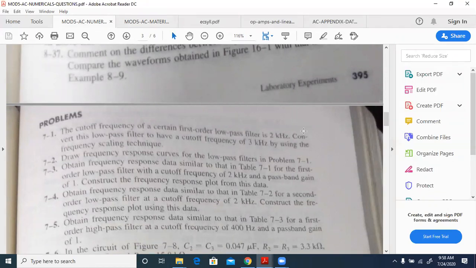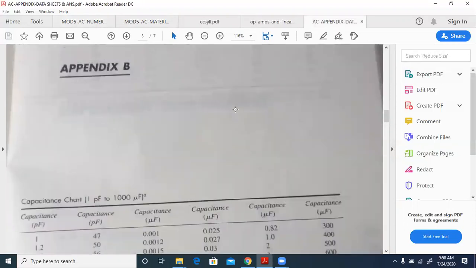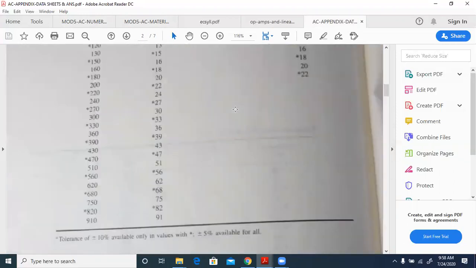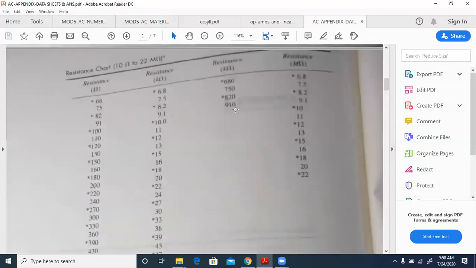C value will remain the same, whatever we have chosen, but the R value will vary for that and we'll get 6.5. Again, you can use the 10 kilo ohm part and just vary it to get the 6.5 kilo ohm. Now, just see in the appendix directly whether a resistor of 6.5 kilo ohm is available at all.